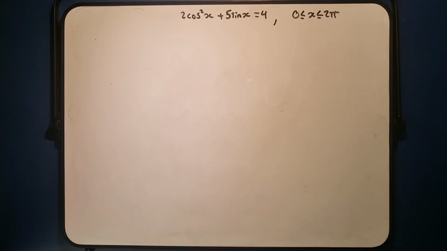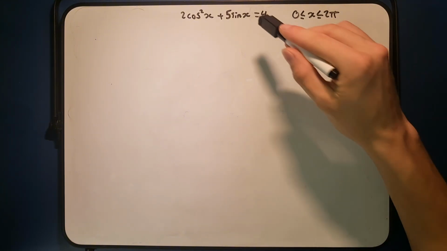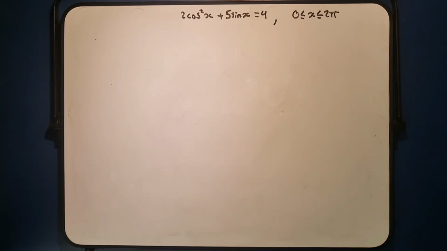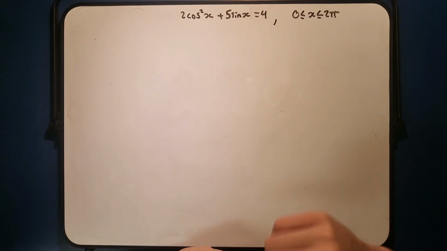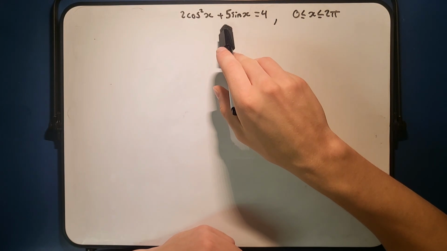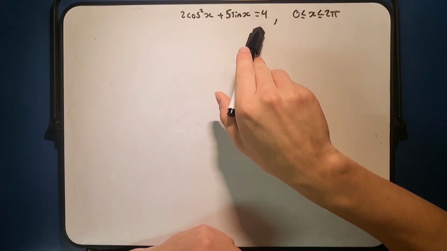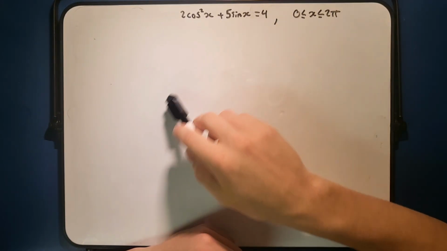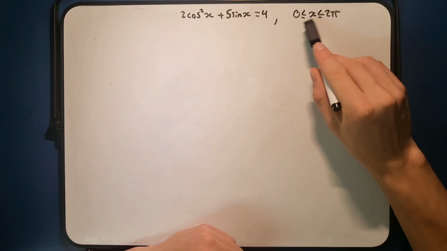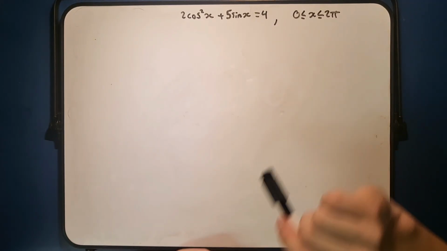In this video, I'm going to be looking at a question from May 2021 Higher Level Paper 1, Question 2. And this question is worth 7 marks. In this question, we have 2 cosine squared x plus 5 sine x is equal to 4. So a trigonometric equation where we're looking for x between 0 and 2 pi.